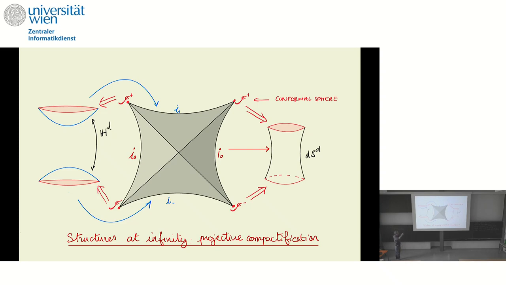So we see we get a nice display of different structures popping up just by asking your structure to preserve things, objects to exist.